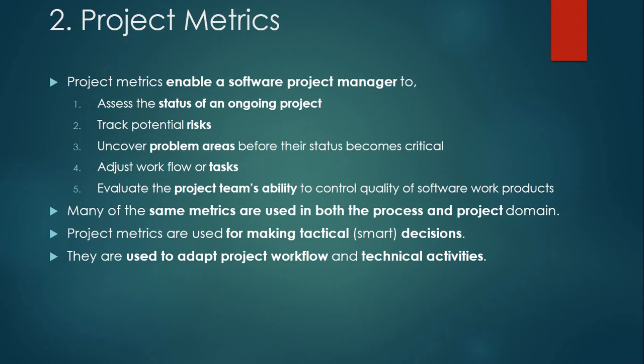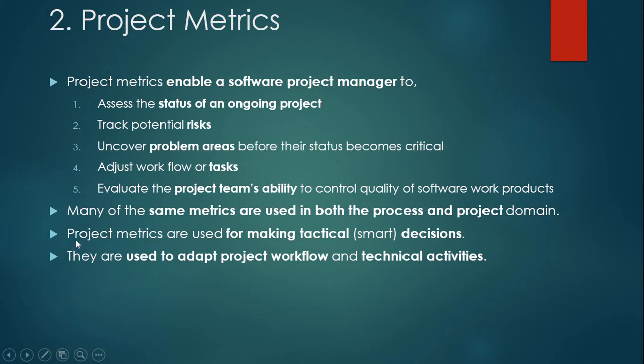The second one is project metrics. Project metrics enable a software project manager to assess the status of an ongoing project, track potential risks, uncover problem areas before they become critical, adjust workflow or tasks, and evaluate the project team's ability to control the quality of software work products. Many of the same metrics are used in both the process and project domains.